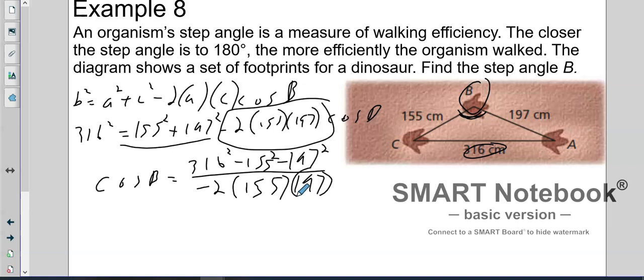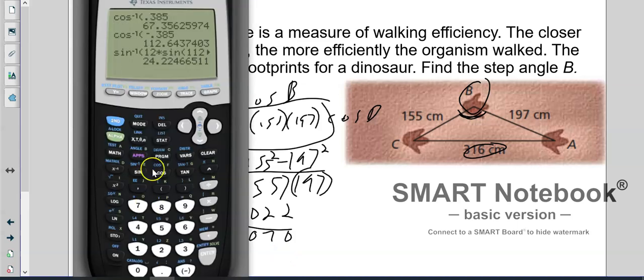All right. To simplify that, on the top, you end up with 37022. And on the bottom, you end up with negative 61070. And then we just do second cosine, because again, we're trying to find an angle. And we type in 37022, close parentheses, divide by, close parentheses isn't as important, but negative, don't forget the negative, 61070.